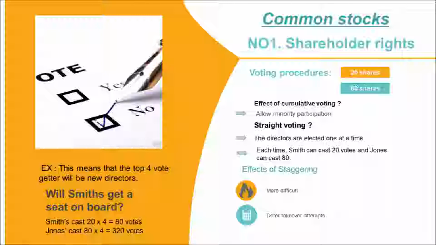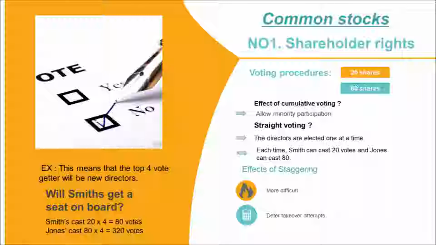Next, the effect of cumulative voting is to allow minority participation. If cumulative voting is permitted, the total number of votes that each shareholder may cast is determined first. In our example, it means that the top 4 vote getters will be the new directors. The shareholder can distribute votes however she wishes. But will Smith get a seat on the board? If we ignore the possibility of a 5-way tie, then the answer is yes.